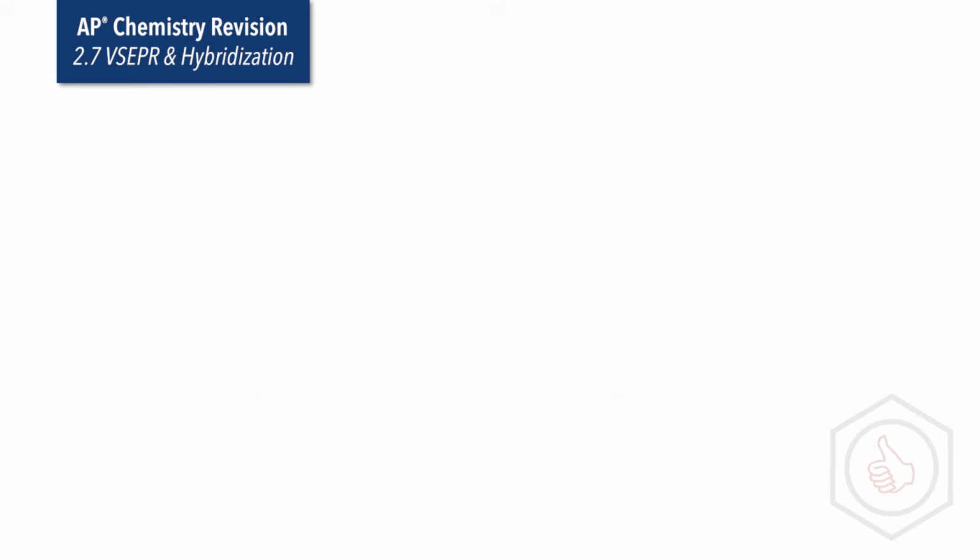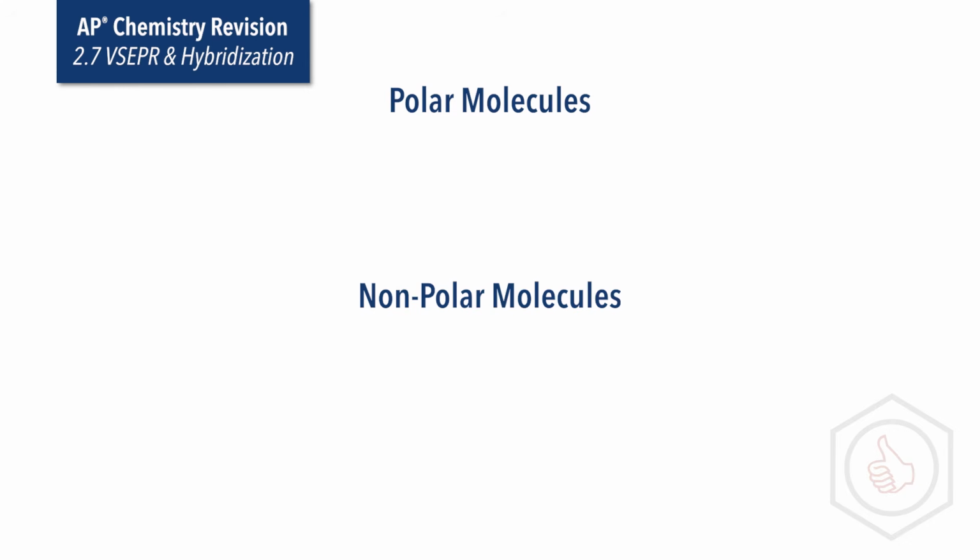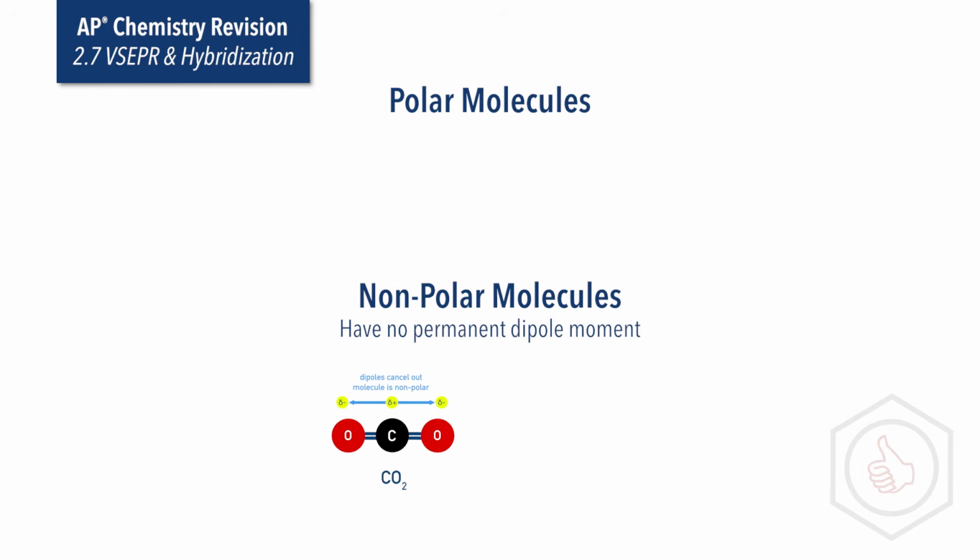A molecule can be polar or nonpolar, depending on whether it contains polar bonds and the molecule's symmetry. Remember, a bond can be polar if the 2 bonding atoms have different electronegativities. Nonpolar molecules have no permanent dipole, so even if they contain polar bonds, the bonds are arranged so the dipoles cancel out, giving a nonpolar molecule. For example, carbon dioxide and tetrachloromethane.